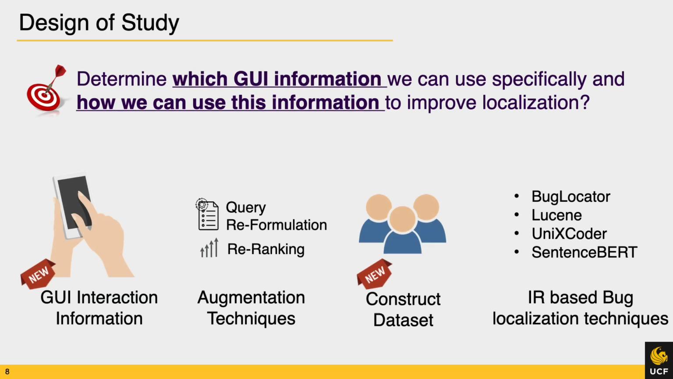To achieve that, we designed a study. The goal of our study is to determine which GUI information we can use specifically and how to use this information to improve localization. In this study, we are bringing a new type of information, that is GUI interaction information. We applied different types of GUI information to two existing augmentation techniques which are used to reduce the lexical gap. I will describe those in the later slides.